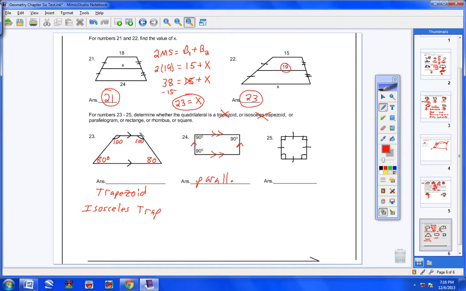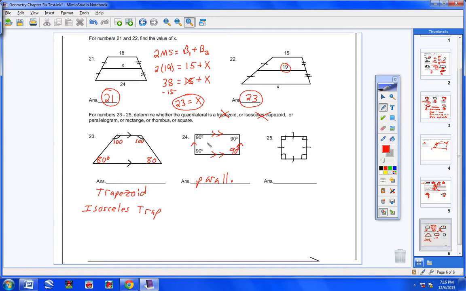Well, the definition of a rectangle is a parallelogram that has four right angles. So yes, we have a parallelogram. How do I know this is a right angle? Well, if I have a parallelogram, I know that opposite angles are congruent, and if this is 90, then this has to be 90 down here.